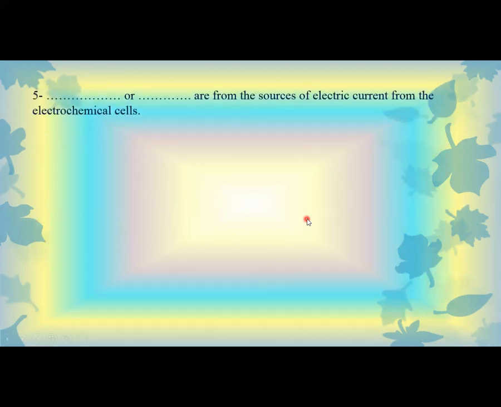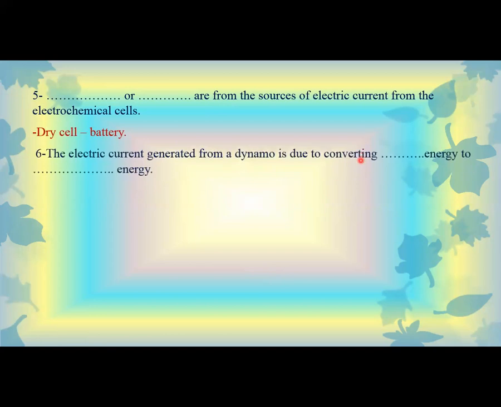Dot and dot are from sources of electric current from the electrochemical cells. لو هي واحدة بنسميها dry cell. لو more than one قلنا بنسميها battery. Dry cell or battery. The electric current generated from the dynamo is due to converting what and which type of energy to which type of energy. طبعا generating electricity يبقى أكيد السكند هتبقى electricity لكن الفيرست هتبقى mechanical or kinetic الاثنين ينفعوا.